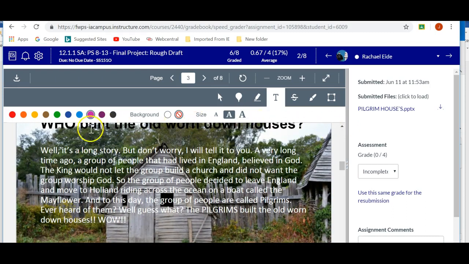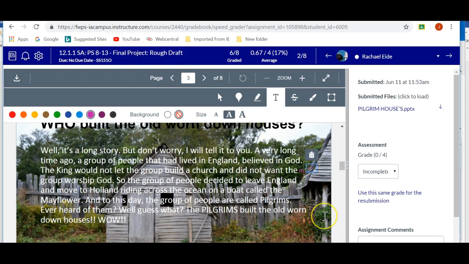Okay, so the title is Who Built Old Worn Down Houses? Well, it's a long story, but don't worry, I will tell it to you. A very long time ago, a group of people that had lived in England believed in God. So, lived in England. Let's just write, instead of using the comma here, the word and, believed in God. The king would not let the group build a church and did not want them, there should be an M there.